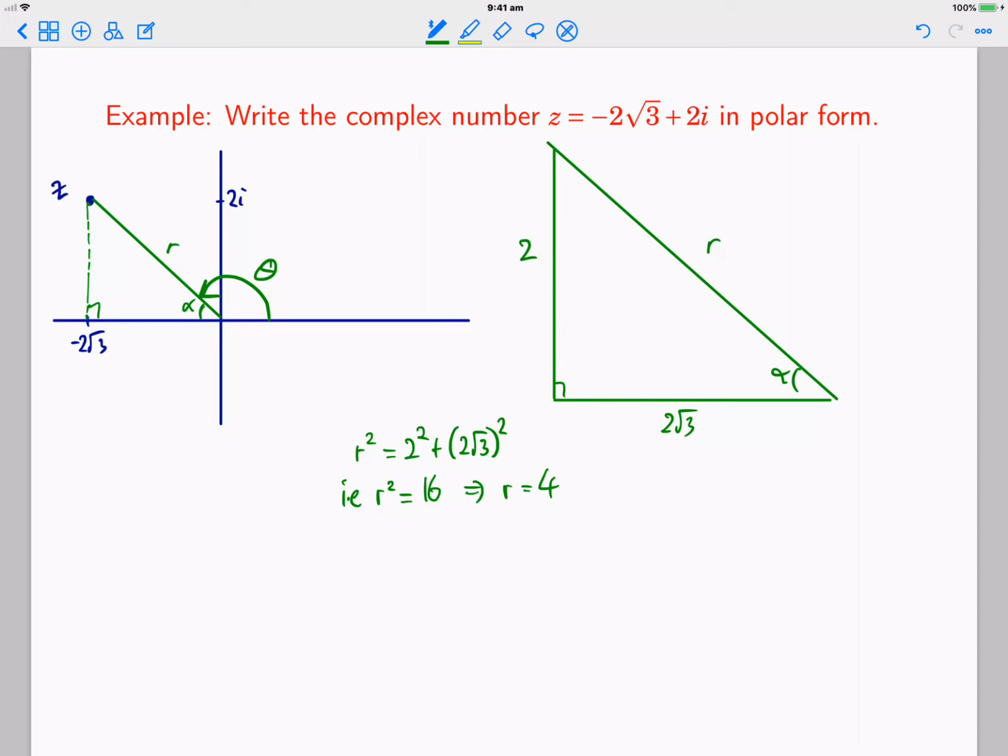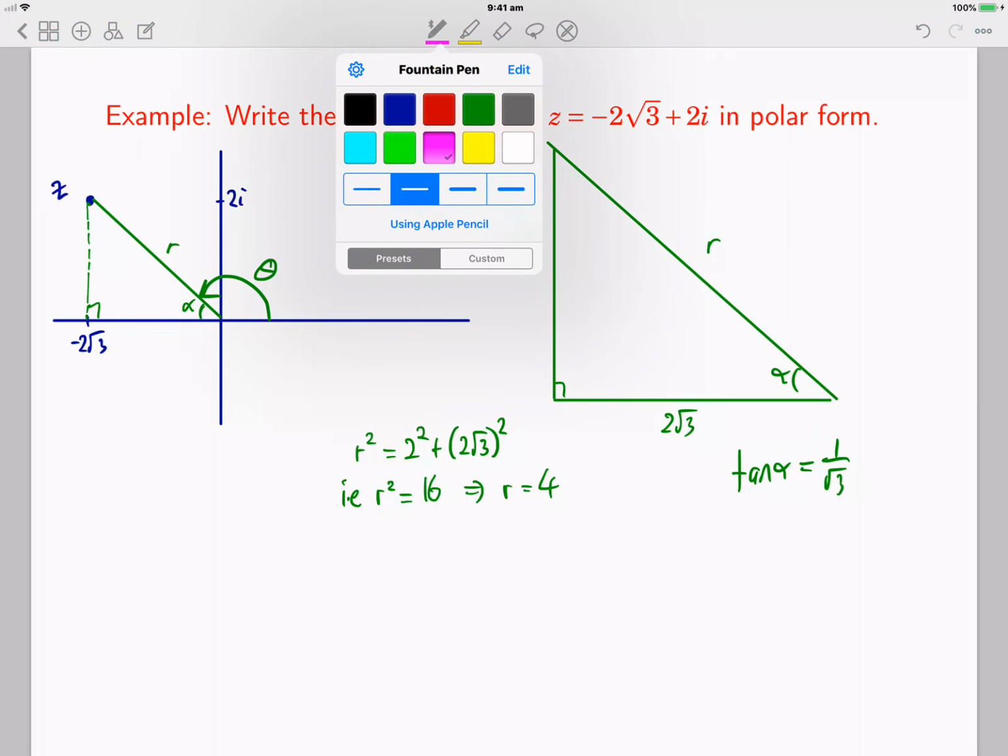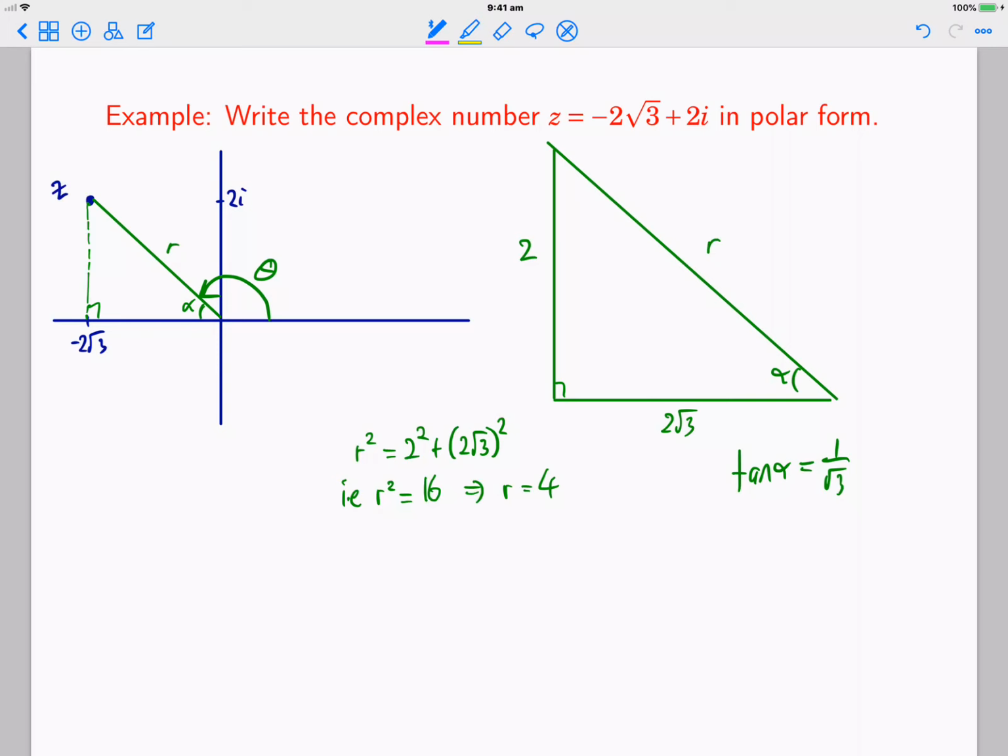Now in terms of the angle alpha, just using simple trig, we know that tan is opposite over adjacent. So you get 2 over 2 root 3, which is just 1 over root 3. Now, you need to know your trig for these kinds of questions. In particular, you need to remember your exact triangles. So in this case, you need to remember this important triangle here.